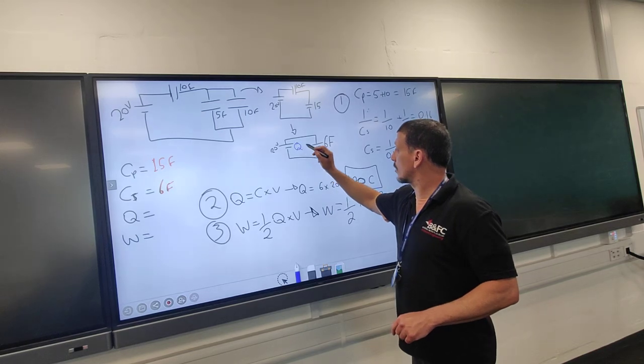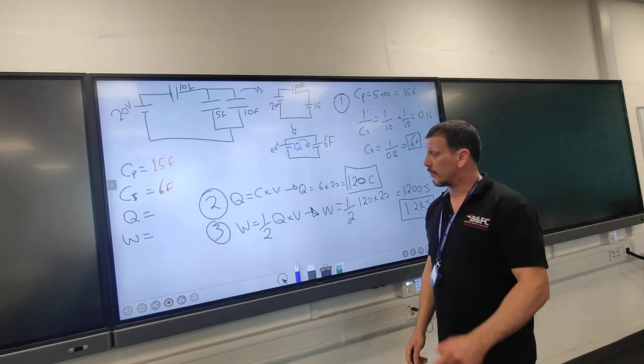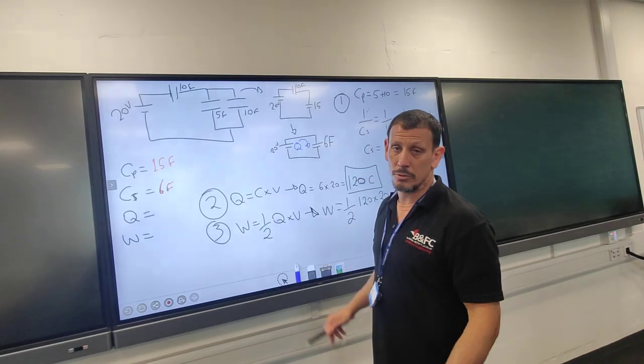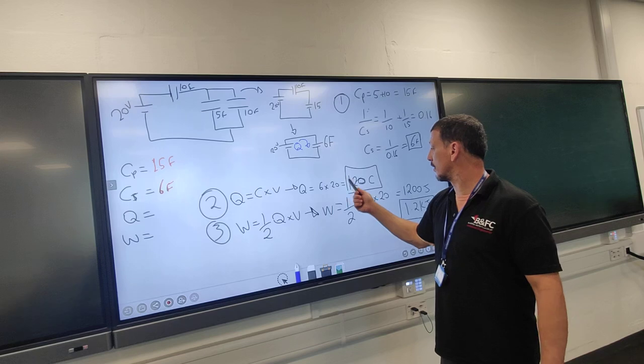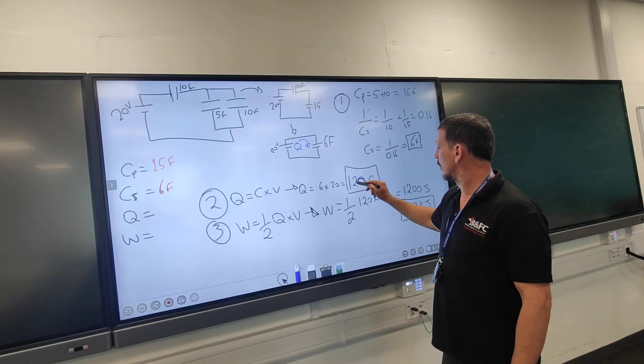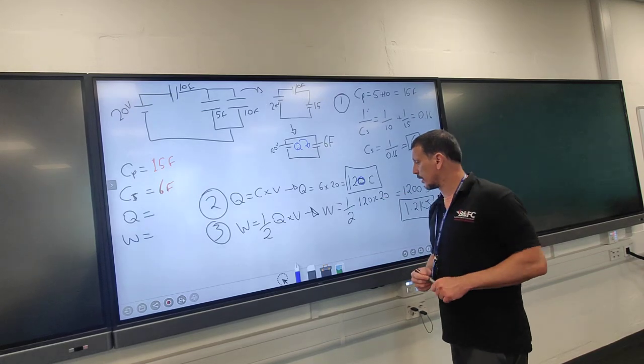Now we want to work out what's the charge on this capacitor. The given formula is that charge equals capacitance times voltage. So all it is, 6 times 20 equals 120 coulombs. Okay, don't forget the units when you write in your exams.